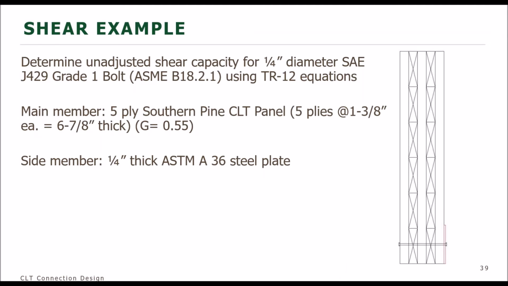Our main member is a 5-ply Southern Pine CLT panel, and as I alluded to earlier, those plies are a little bit thinner than spruce pine fir. They're only going to be 1 3/8 inch thick, so our total panel thickness is 6 7/8 inches. Our specific gravity for Southern Pine is 0.55. And our side member, once again, is that 1/4 inch thick ASTM A36 steel plate.